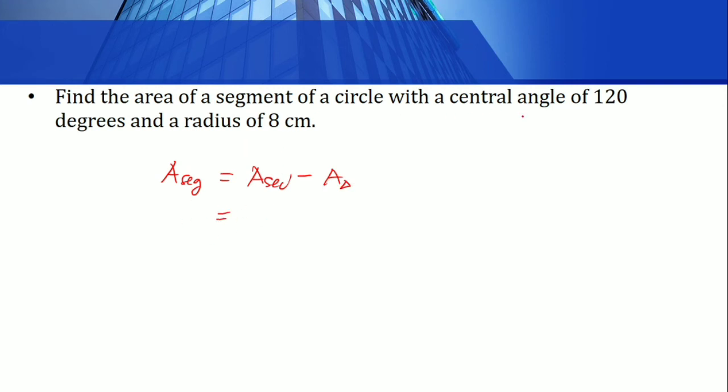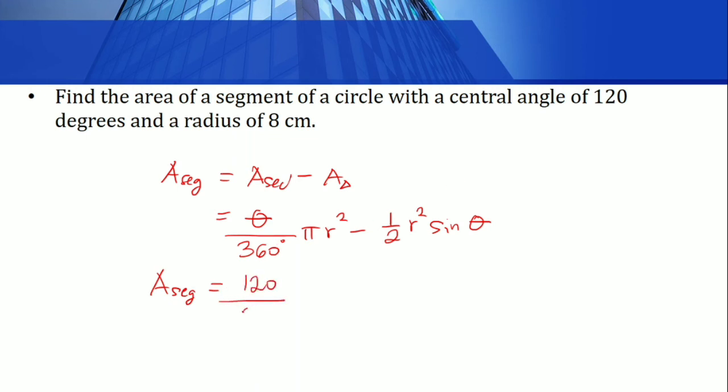So, kapag naka-central angle is 120 degrees, naka-degrees siya. So, theta over 360 degrees times pi times r squared minus yung area ng triangle natin, that is 1/2 r squared sine theta. So, area ng segment natin, that is equivalent to theta, that is 120 degrees over 360 times pi times r squared, so that is 8 centimeter, minus 1/2 8 squared sine 120 degrees.